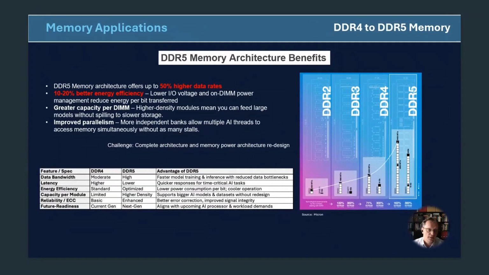Another change is regarding memory. The architecture moved to DDR5 memory system. DDR5 architecture offers up to 50% higher data rate, 10 to 20% better energy efficiency, greater capacity, and improved communication speed. The challenge limitation is that it requires complete change of architecture and redesign of the board.